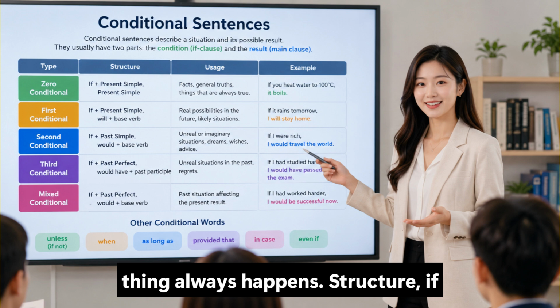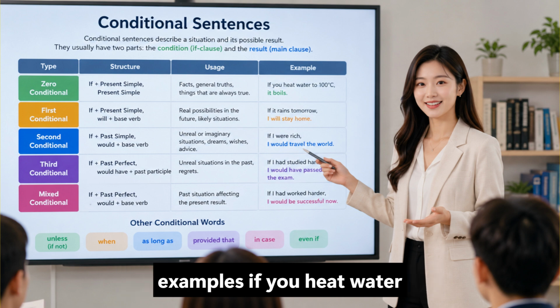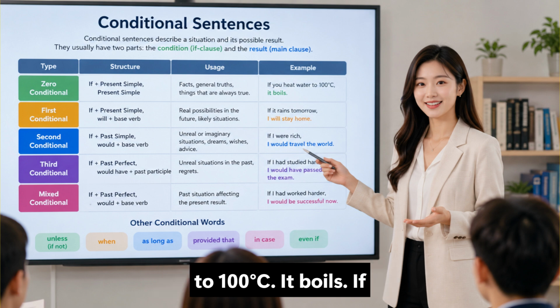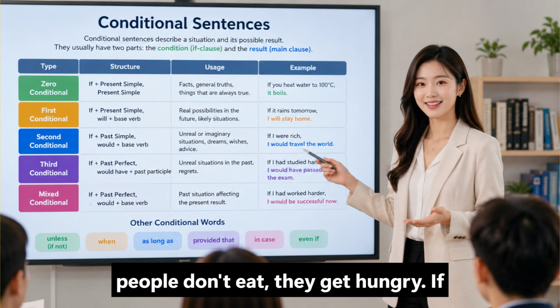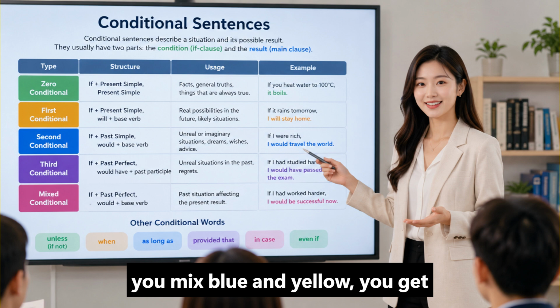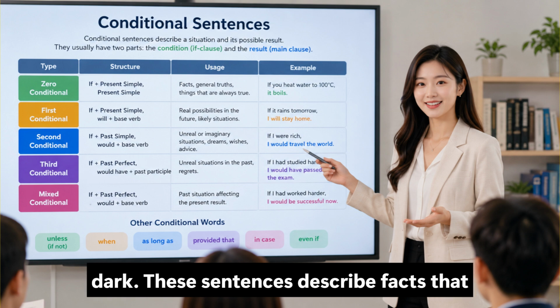Structure: if plus present simple, present simple. Examples: If you heat water to 100 degrees Celsius, it boils. If it rains, the ground gets wet. If people don't eat, they get hungry. If you mix blue and yellow, you get green. If the sun sets, it becomes dark. These sentences describe facts that are always true.